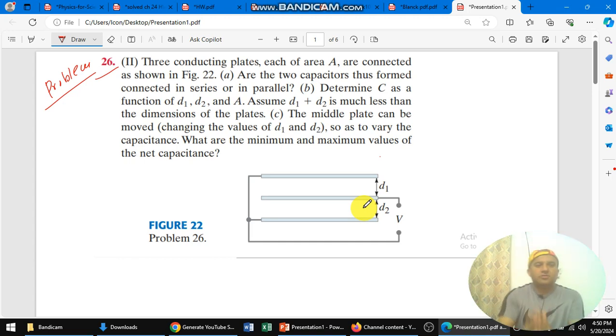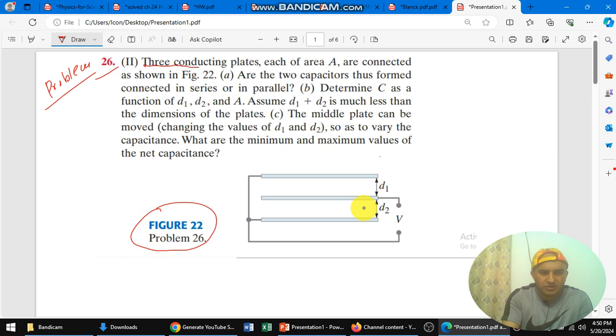Hello dear students, this is problem number 26, chapter number 24. So we have a figure 22. We have three conducting plates, each with area A, connected as shown in figure 22. Are the two capacitors thus formed in series or parallel?